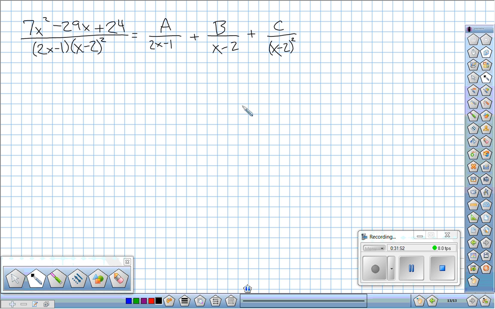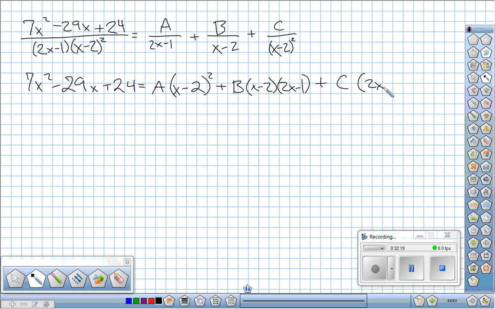So what you're going to do is another way to do this. So we had to say that 7x squared minus 29x plus 24 equaled a. So you still have to go through the same basic steps to start with. So I have x minus 2 squared plus b times x minus 2, 2x minus 1 plus c over 2x minus 1.